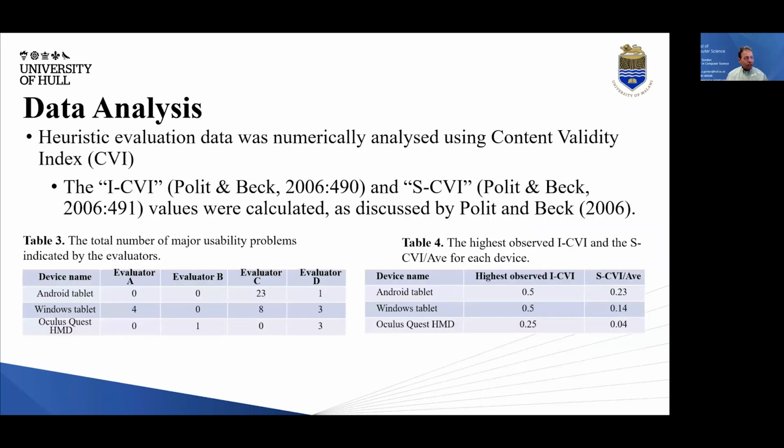So analyzing the data, you can go to the index and look at the issues. In terms of the 3 devices, we have the evaluators' identification of major usability problems. Project A found only a couple on the Windows tablet, Project B only identified 1 on Oculus, Project D found a few on the different devices, and C was maybe more standout, having several problems. And we looked at the validity index of that, to see if it is really a problem, and we've got these values of 0.5, 0.5 and 0.25.